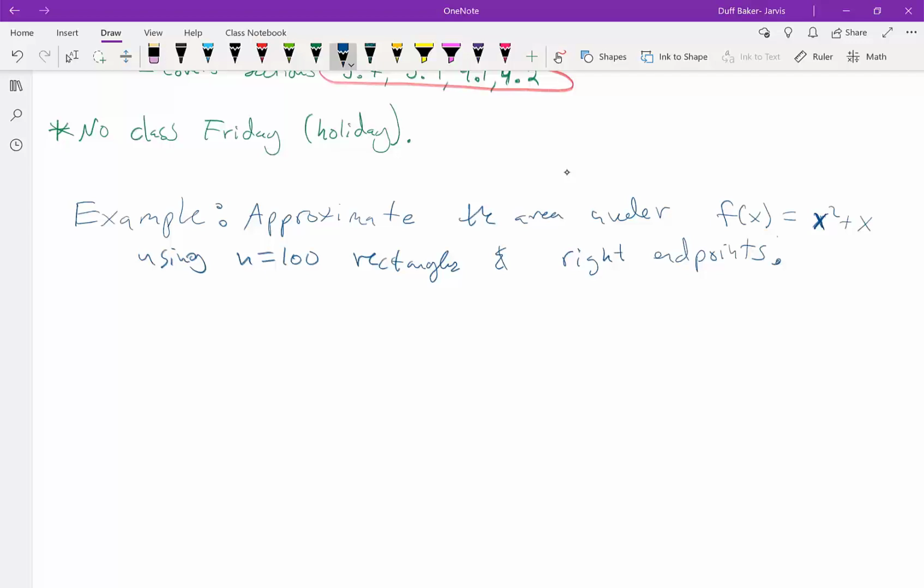Okay, so this may at first seem hard, and it actually is. If you wanted to do this out by hand, it would be very tedious to do 100 rectangles, right? But let's see if we could figure out how we would do it in theory, at least. So, first, just so we understand what's going on geometrically, I should have given you an interval. What's the interval here?